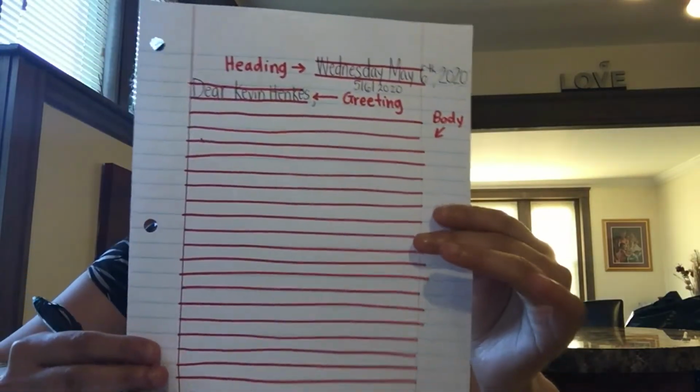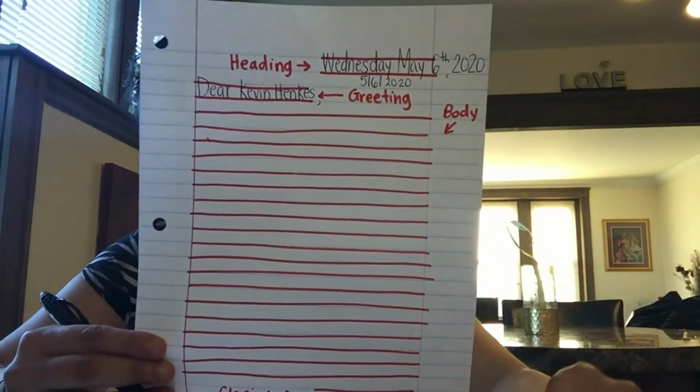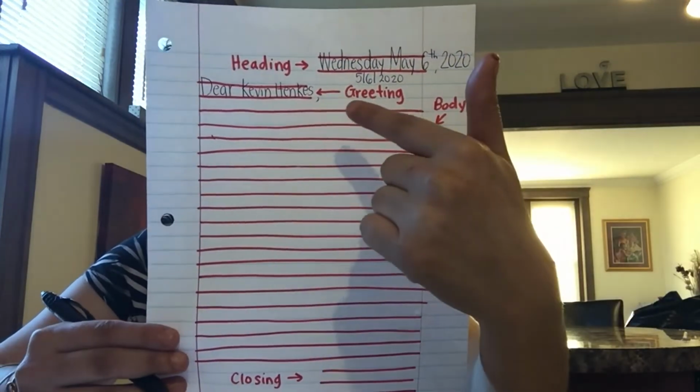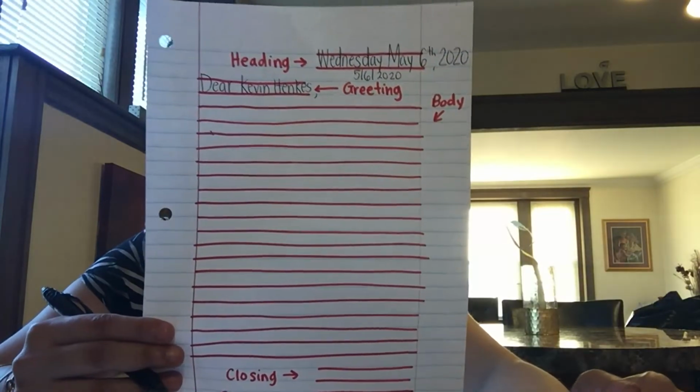Now we know that the author's name, the first letter of the first name and the first letter of the last name are going to be capital because the author's name is a proper noun. It is a specific person. Go ahead and write in your author name, put a comma.